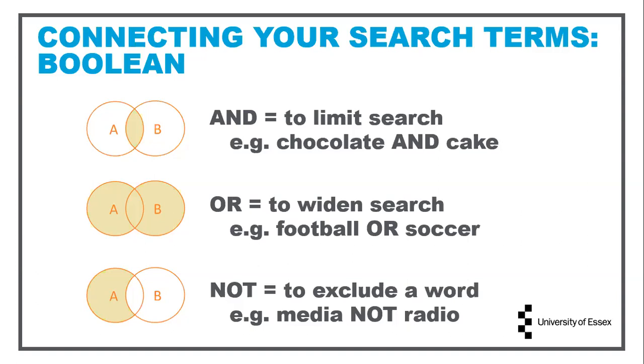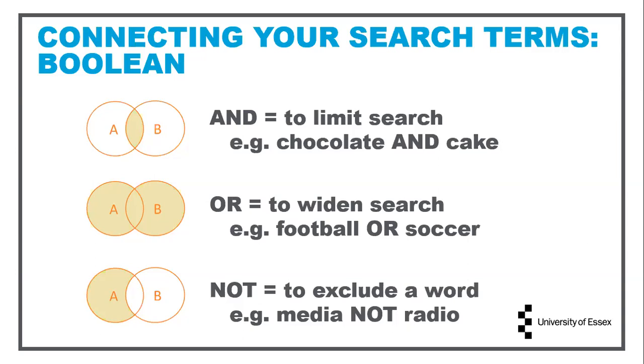Another Boolean operator is or. This is used to widen your search, and it enables you to search for synonyms within the same search. So following the example from earlier, searching for football or soccer would tell the database you want results that include either or both of these terms. Again, be wary with this, but this time because it can over-broaden your search.